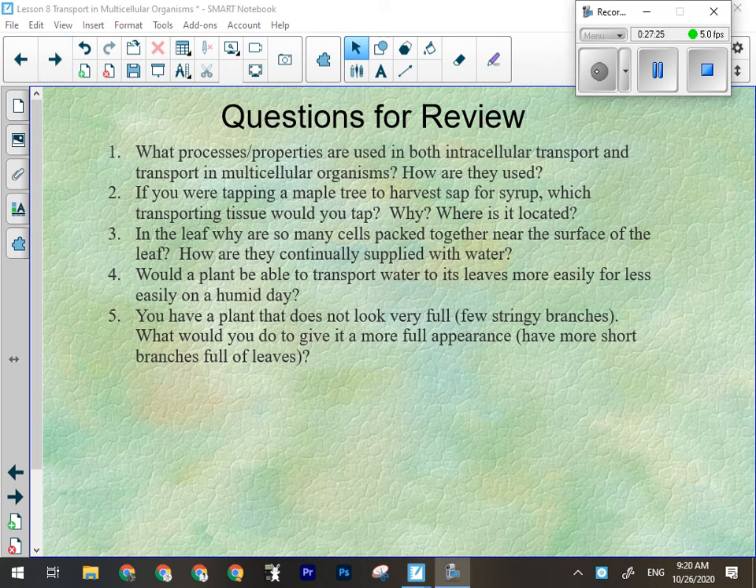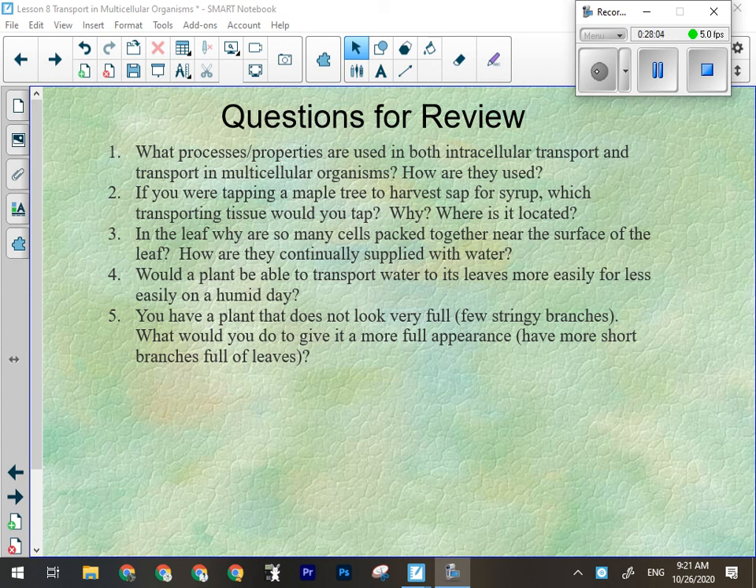All right. So what processes or properties are used in both intracellular transport and transport in multicellular organisms? Well, we're seeing for sure two. What are they? Diffusion and osmosis. Active transport is not used over the scale of a large organism because all it does is move materials across the membrane using those little gates, those transport proteins that can change their shape. Not used on a whole organism scale, because the energy involved would be enormous, whereas the other two passive processes can still work for that.